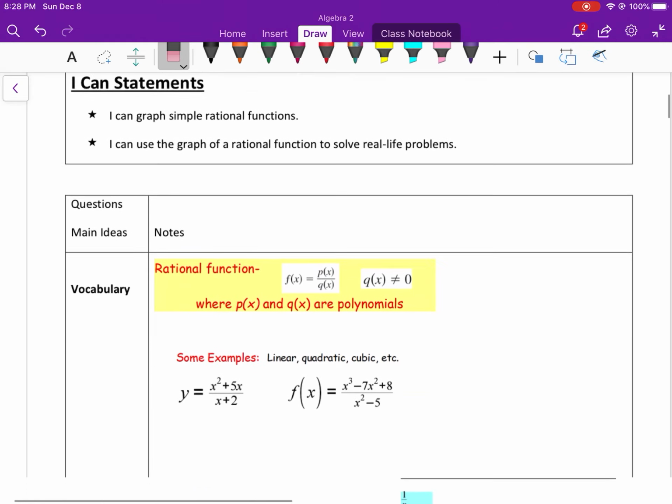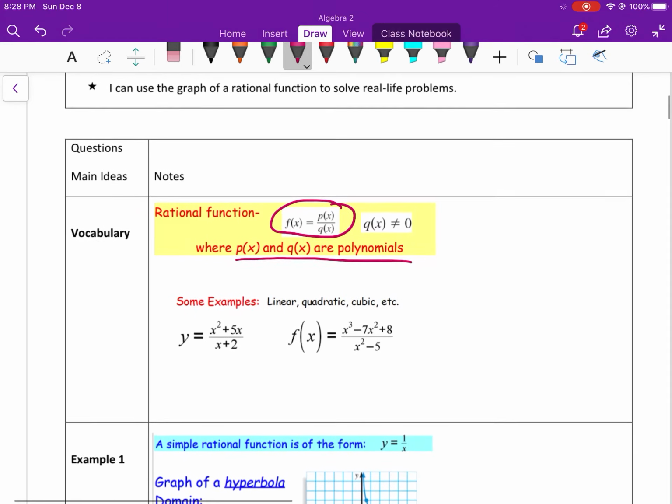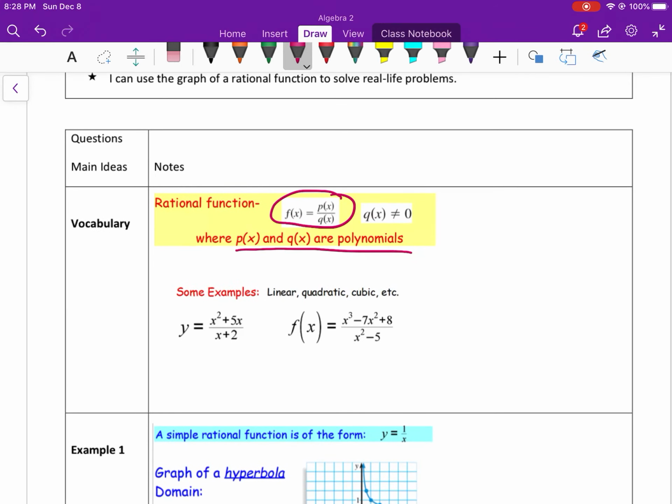A rational function is in a form like f of x equals p of x divided by q of x, where p of x and q of x are both polynomials. Here's a couple examples of some rational functions. Now, these examples are not simple rational functions, which we're going to be looking at graphing today.